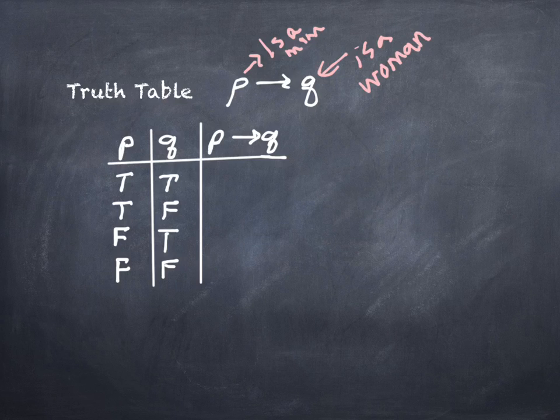So the first T here applies to the statement is a mom. So, is she a mom? And if the answer is true, then is she a woman? True. Then this whole statement would be a true statement. So just like the other tables, if you ever have TT, it's true. Okay? After that, things are going to be a little different.